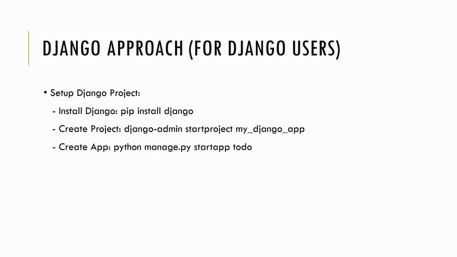For those who prefer Django, the setup begins with installing Django using pip install Django. After installation, you will create your project and app using commands like django-admin startproject my_django_app, and python manage.py startapp todo. Django follows the model-view-template architecture, which is more structured compared to Flask.